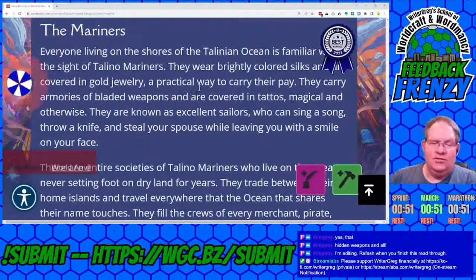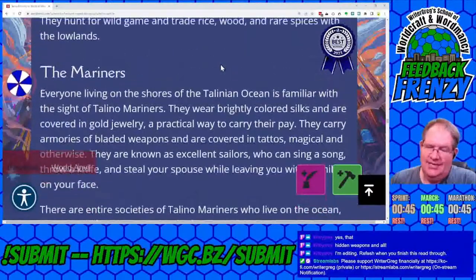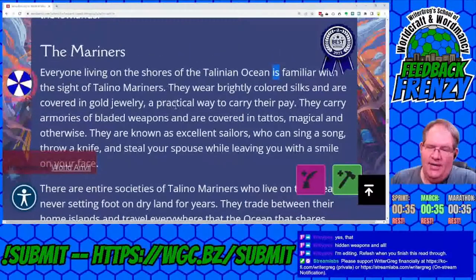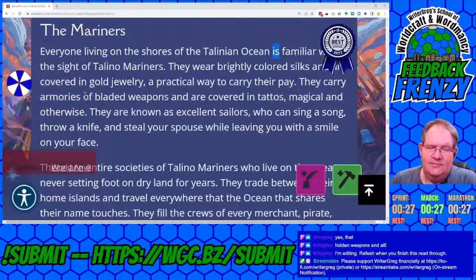Everyone living on the shores of the Talinian oceans are familiar with the sight of Talino mariners. They wear brightly colored silks and are covered in gold jewelry, a practical way to carry their pay. They carry armories of bladed weapons and are covered in tattoos, magical and otherwise.